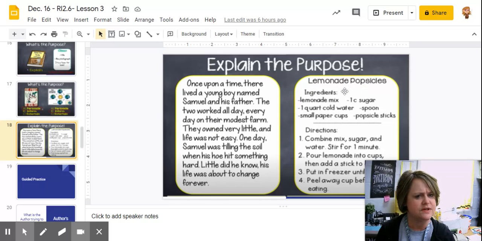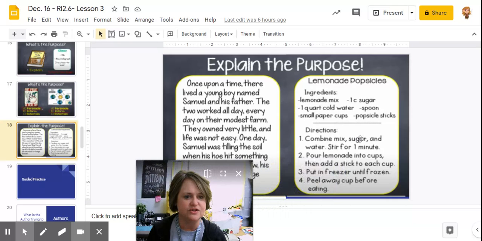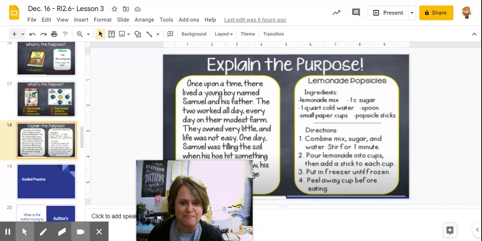Lemonade popsicles. Ingredients. You're going to need lemonade mix, a cup of sugar, a quart of cold water, a spoon, a small paper cup, and popsicle sticks. Directions. Combine, mix sugar and water, stir for a minute. Pour lemonade into cups and add a stick to each cup. Put in the freezer until frozen. Peel away the cup before you eat, and you have made a lemonade popsicle. That tastes and just sounds yummy.